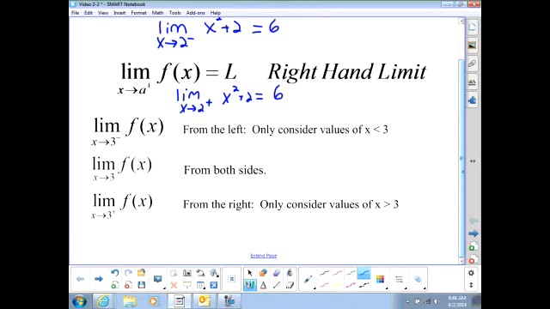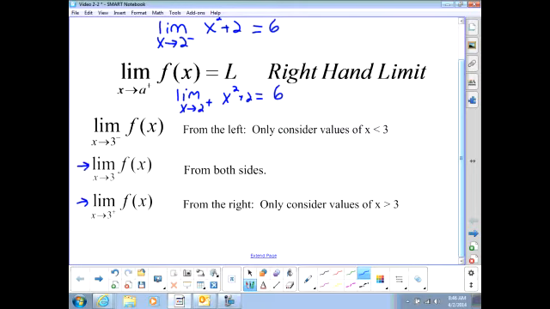So on the bottom here, this would be read as the limit as x approaches 3 from the left of f of x. We would only look at values that are less than 3, specifically values getting really close to 3 from the left, like 2.9, 2.99, 2.999. The bottom one, x approaches 3 from the right of f of x, we would look at values like 3.1, 3.01, 3.001.